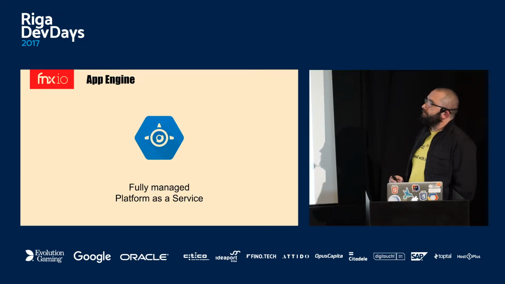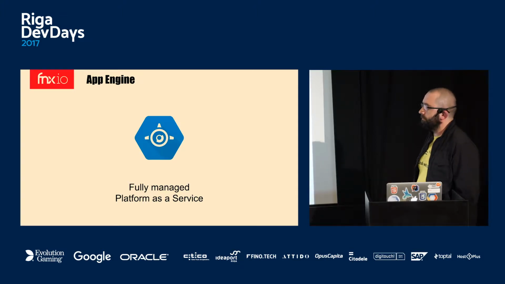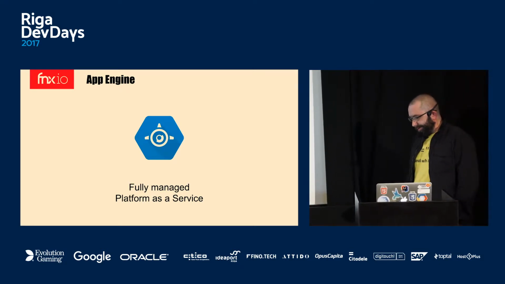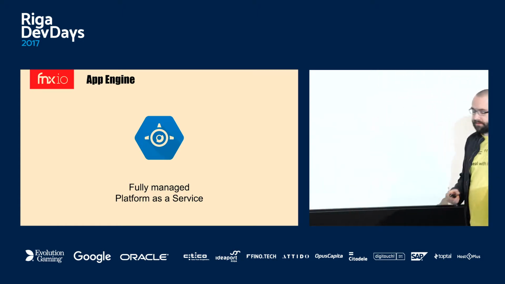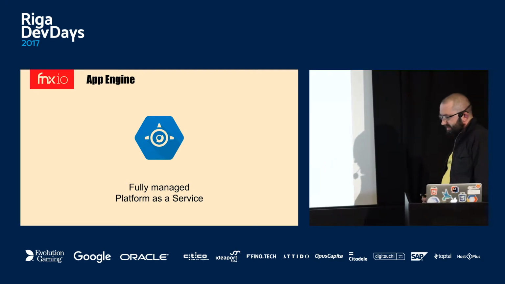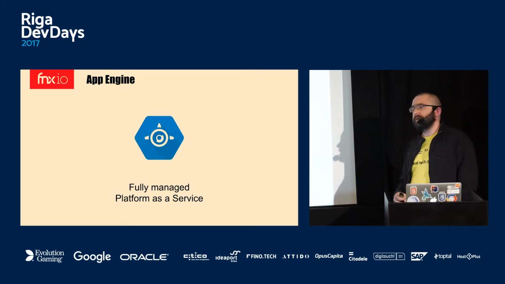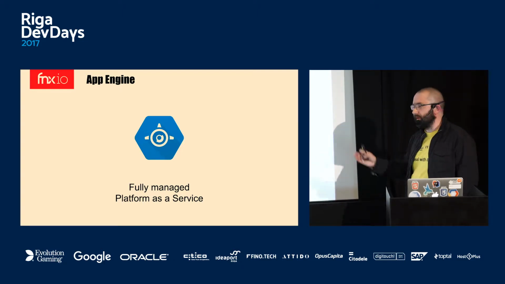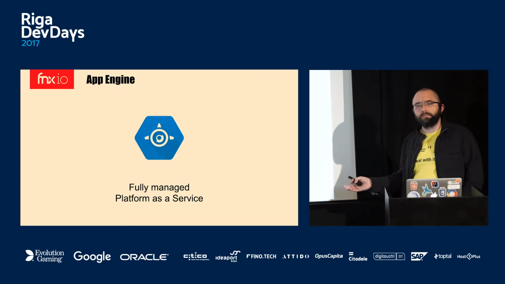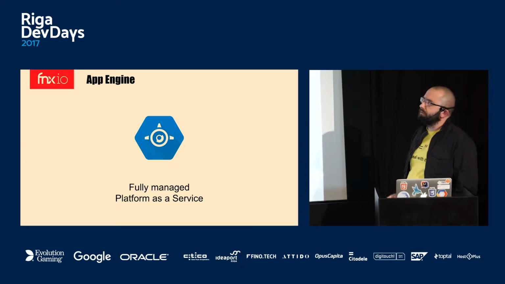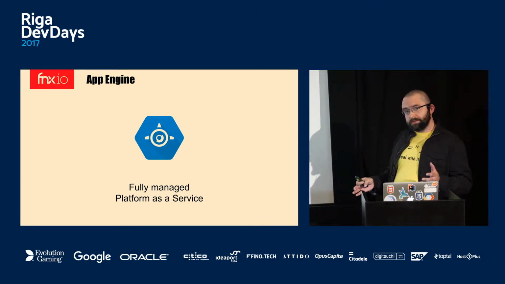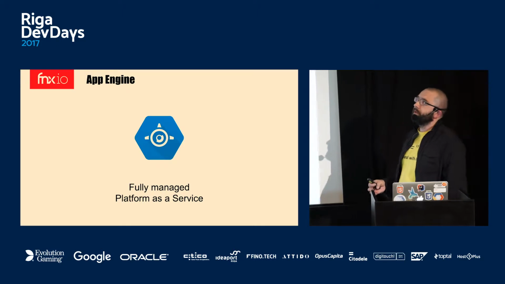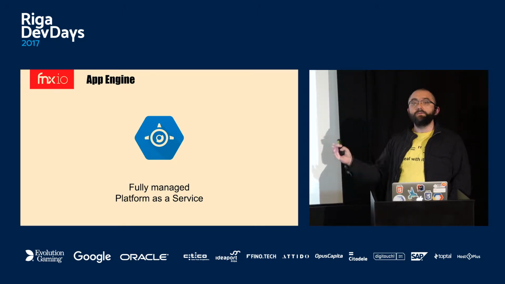So AppEngine, fully managed platform as a service. Platform means that you have to use their APIs, their services, and you have to respect some limitations. For example, you cannot start a new thread, you cannot access the file system, I'll get to it later, but there are some limitations. And if you respect those limitations and you create your application like that, then it's scalable and they will auto-scale it for you.